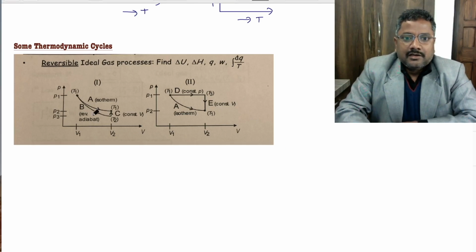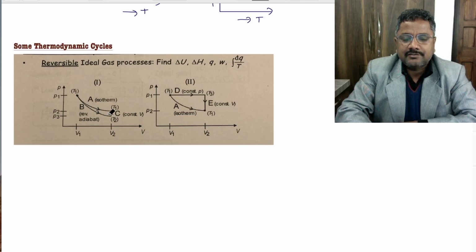See, this is a process given. One process A is given, which is an isothermal process from this initial state to this final state. Another process B is given, that is reversible adiabatic expansion. And another process here I am taking C, that is an isochoric process from this point to this point.